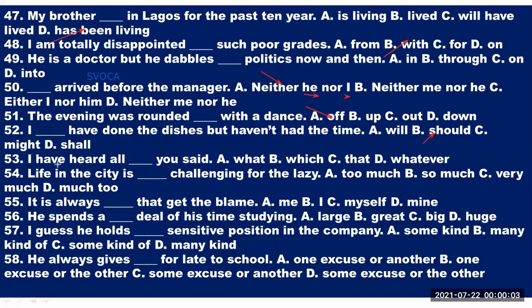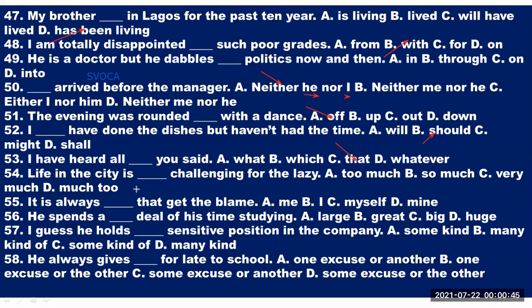Question number 53. I have heard all dash you said. Now, all what you said. What is not correct? All which you said is not correct. All that you said is correct. You hear the saying, all that glitters is not gold. So all collocates with that, all that, you know. So all is well that ends well, all right? So that collocates with all.